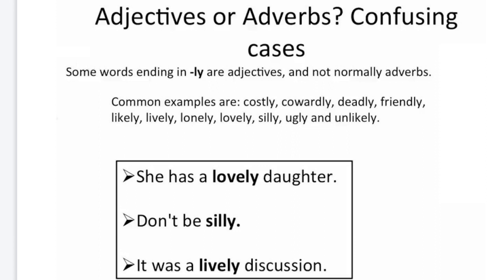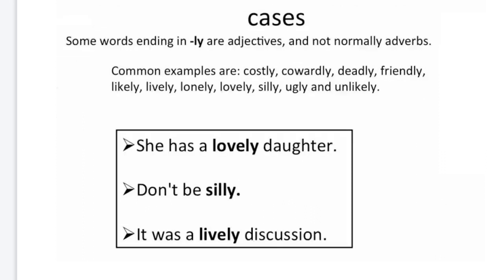Similarly, don't be silly. You are telling someone don't be silly. So silly describes a person, so therefore it is a noun. It is an adjective because person is a noun. It was a lively discussion. Here discussion is a place where we discuss, or it can be a thing. So it is a noun, and therefore lively is telling me about a discussion. So lively becomes an adjective. Even though it is ending with ly, it is not an adverb. It is an adjective.